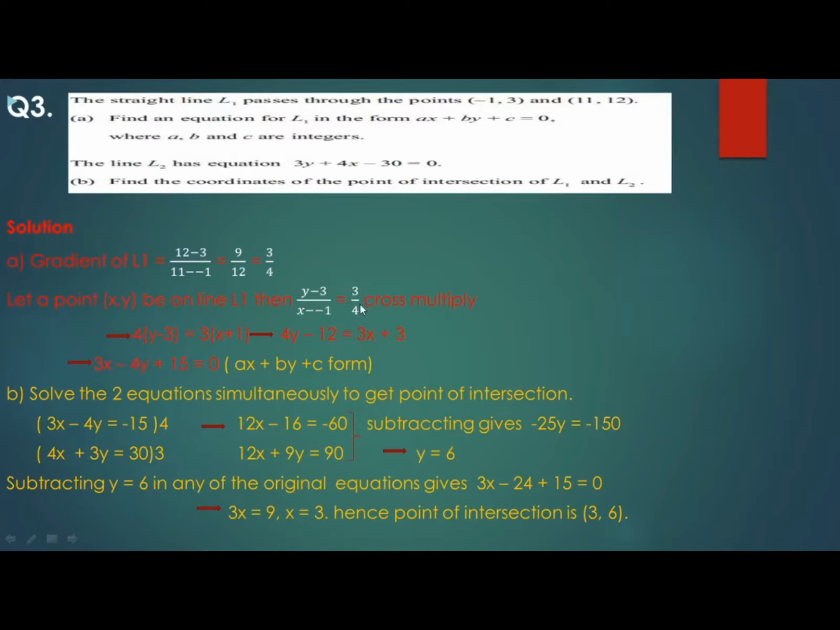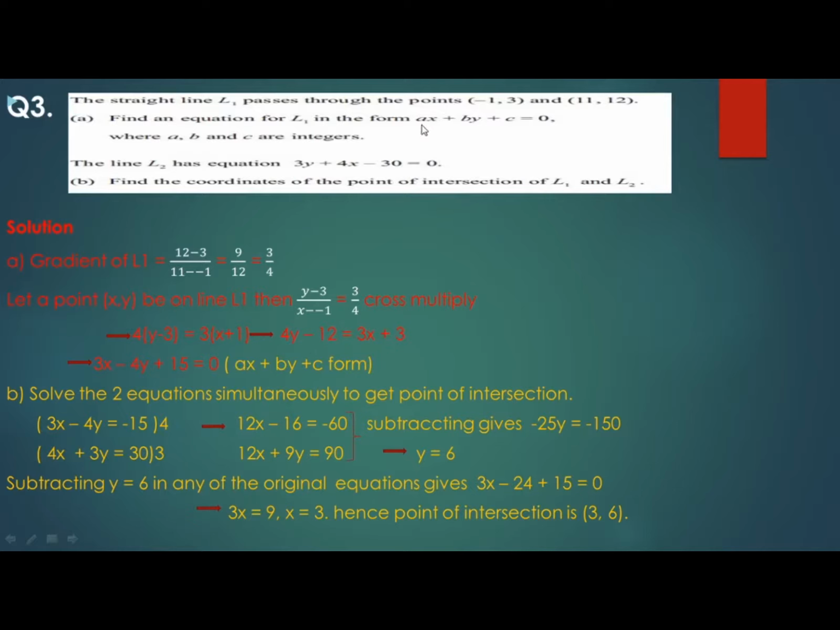You cross multiply. I said you start with the one with y, so that you maintain it on your left hand side. So it will be 4 into y minus 3 equals 3 into x plus 1. When you open the bracket, it will give you 4y minus 12 equals 3x plus 3.